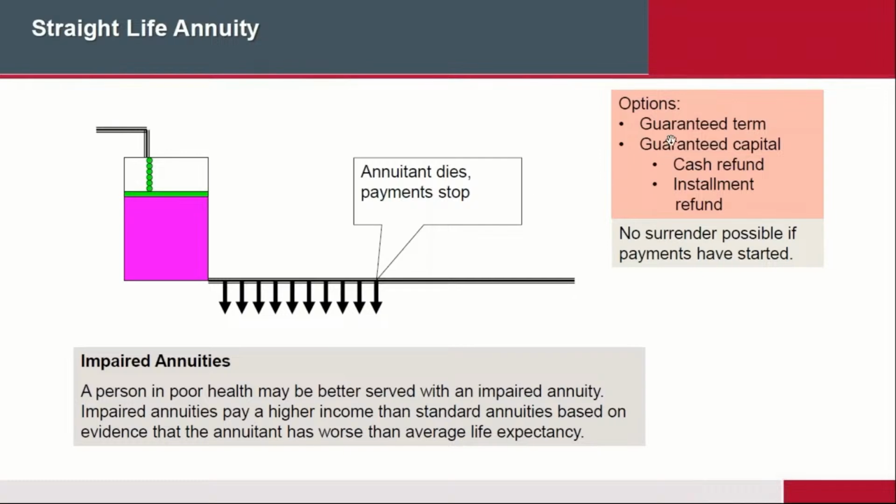However, as I said, with the options, guarantees, you can turn around and buy some riders attached. In other words, guaranteed terms, guaranteed capital, cash refund installment. However, as I said, only those are available while the money is still sitting in the pot. But once your money starts getting paid out, there'll be no surrender possible if payments have started.